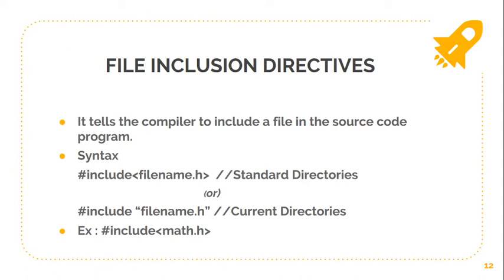Let's go with the syntax. Mainly there are two types of file inclusion directives. One is #include <filename.h>, which refers to the standard directives, and another one is #include "filename.h", which is represented with double quotes, which means we are dealing with the current directory. For example, you can see here #include <math.h>.